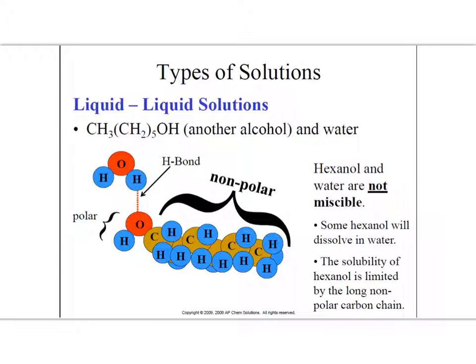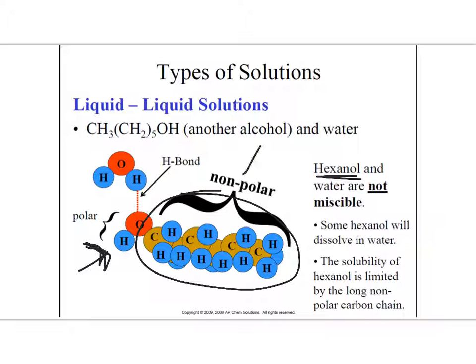Now we also have liquid-liquid types of solutions that are not miscible, right? So in this case, we have hexanol, which is a much larger alcohol. You can see it has this large nonpolar chain on it. Now, it has the hydrogen bond up here, so a very small amount of hexanol is soluble in water. However, it will become saturated because we have this nonpolar chain right here, right? That nonpolar chain won't bond with the polar water molecules, making the solubility of hexanol in water somewhat limited.